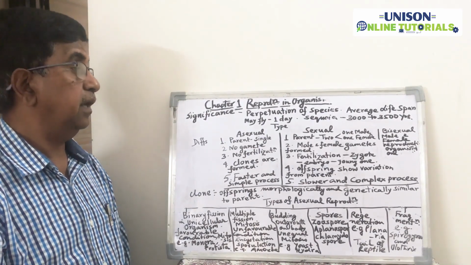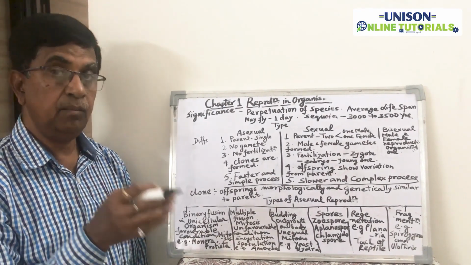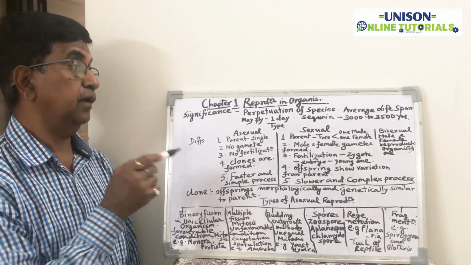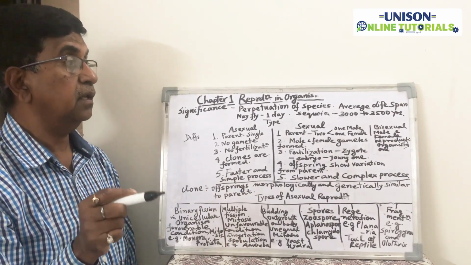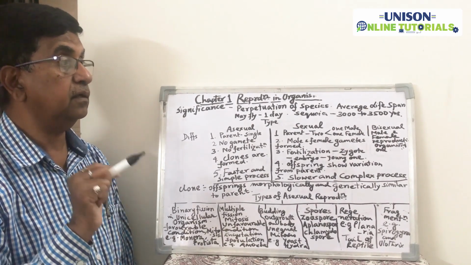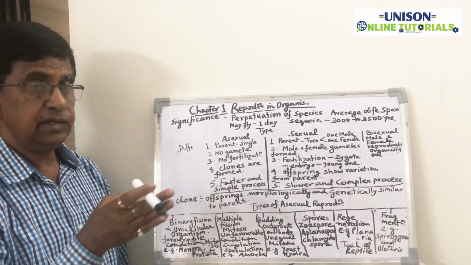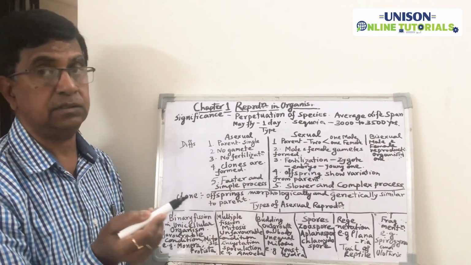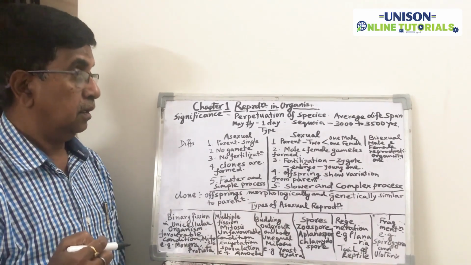Because you know that for each species there is an average lifespan which has been calculated with the minimum lifespan and the maximum lifespan. The minimum lifespan is that of a mayfly, which is 1 day, and the maximum is that of a sequoia tree, which varies from 3000 to 3500 years. Each and every species has an average lifespan, and they will die after that. So reproduction is important for the perpetuation of species. After one generation dies, the next generation takes over, and then the species continues throughout the time period.